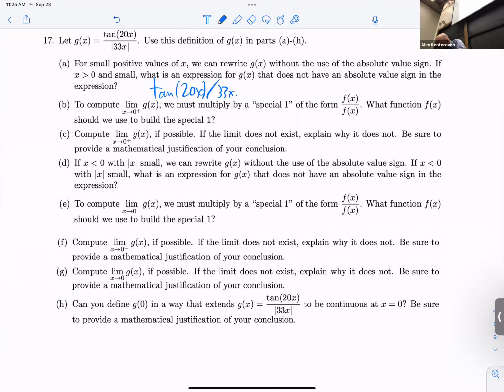To compute the limit as x goes to positive 0 from above, we must multiply by a special 1. In other words, some function on top and bottom. Okay, let's think about this. Tan of 20x. Tan is sine over cosine. So that's sine of 20x over cosine of 20x.